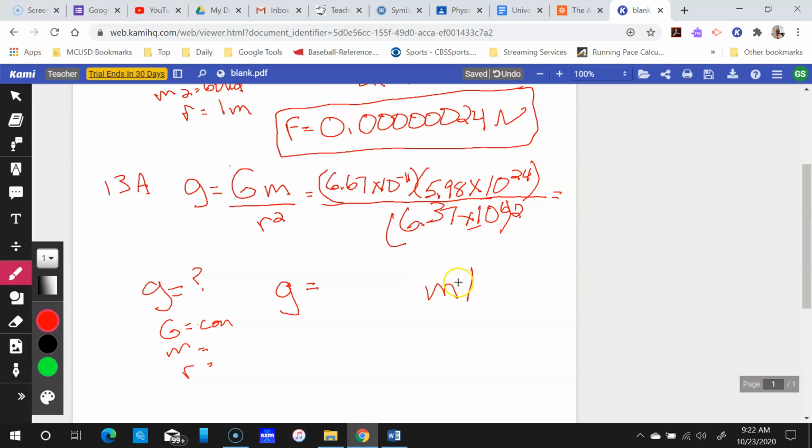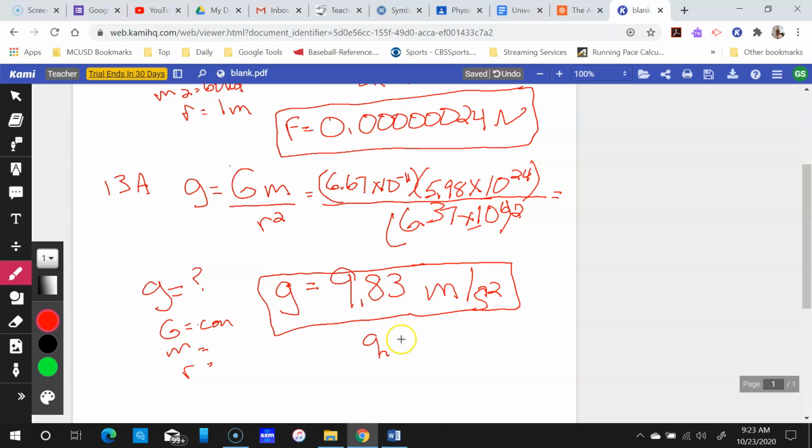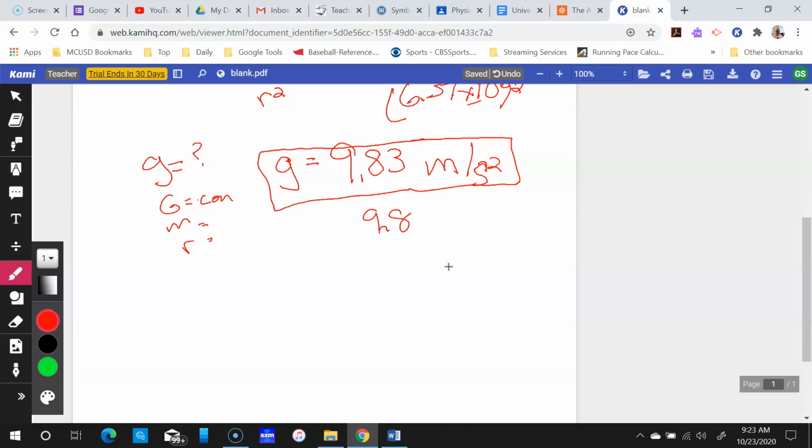So now if you go ahead and solve it, since we're looking for g, and that's going to be the gravity, which is an acceleration, meters per second squared, the math comes out to be 9.83, which again, for our purposes, I've asked you guys to use 9.8. Right, so that is 13A. All right, so we're good to go there.